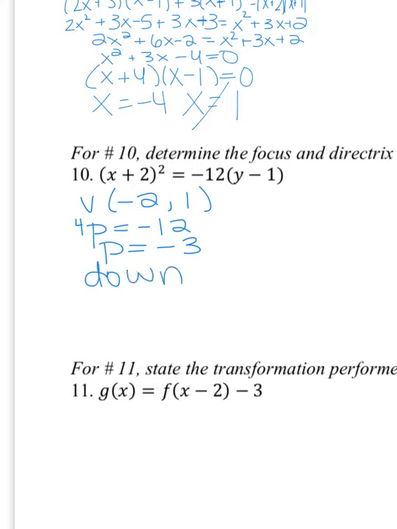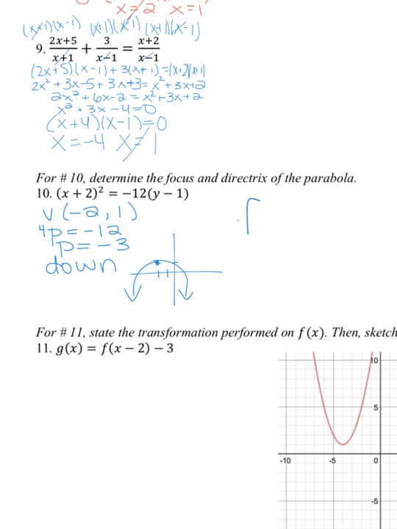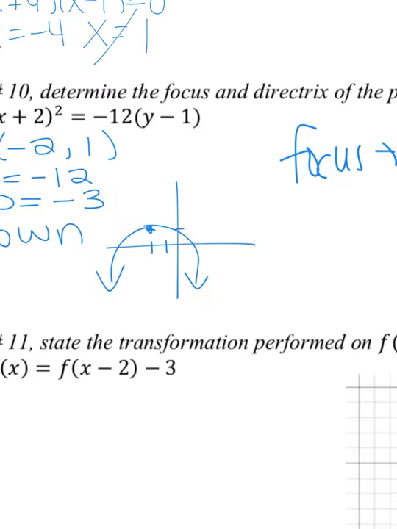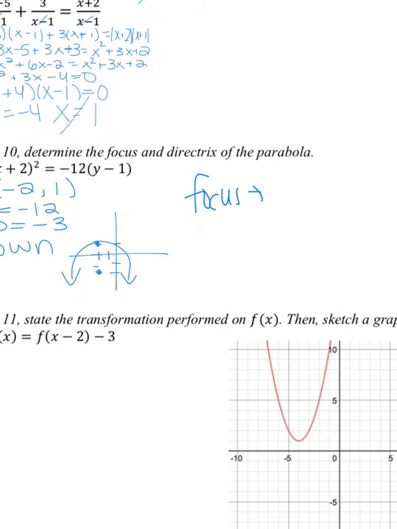So I'm going to draw it. Negative 2, positive 1. This is my parabola. Well, this is my vertex, I'm sorry, and it's concave down. So to figure out the focus, I follow the p-value. So I go down 3. So if I go down 3, I have down 1, down 2, down 3, right here. That point is negative 2, comma, negative 2.